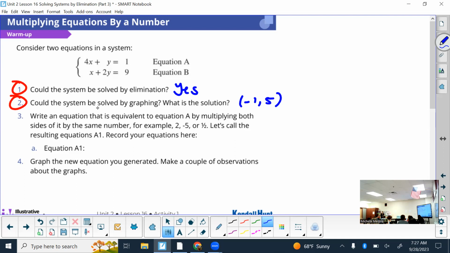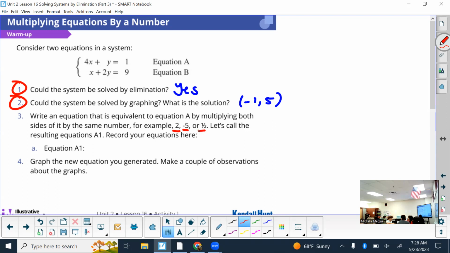At your table, most of you have about 3 people. If not, adjust it. And then some of you have 4. Whoever's sitting closest to where I'm at right now, what I want you to do is write an equation equivalent to equation A by multiplying both sides of it by the same number. So if you're sitting closest to where I'm at right now, you're gonna multiply it by 2. To the left of that person, you're gonna multiply by -5. To the left of that person, you'll multiply by 1/2.